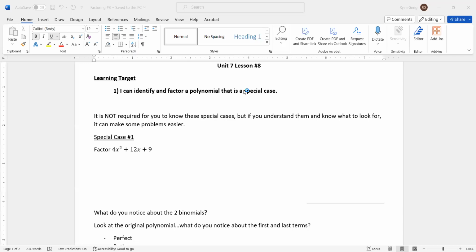Hello and welcome to the last lesson on factoring and also the last lesson of Unit 7. So we're going to be doing factoring special cases. So hopefully today you'll be able to identify and factor a polynomial that is a special case.